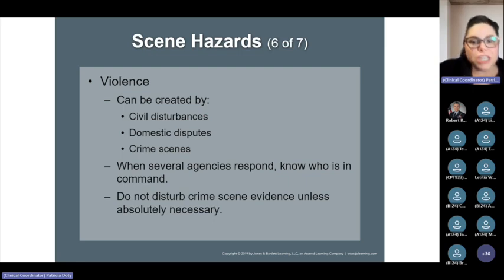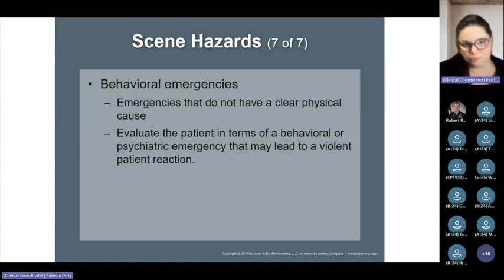What if there are hostile patients in their home environment? They are much more dangerous. They know where all the weapons are, right? Never, ever, ever enter an unstable environment. Stay back. Call for help. Get PD, SO, whoever you need en route. And once again, do not disturb crime scene evidence unless absolutely necessary to care for a patient, okay?